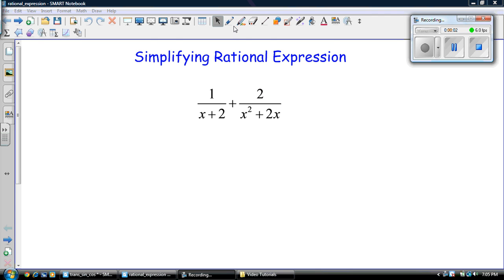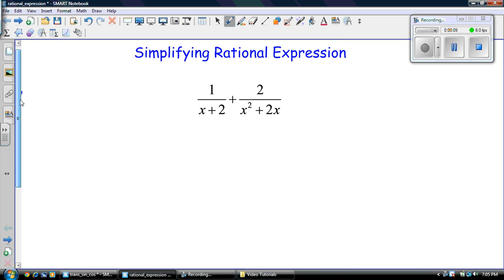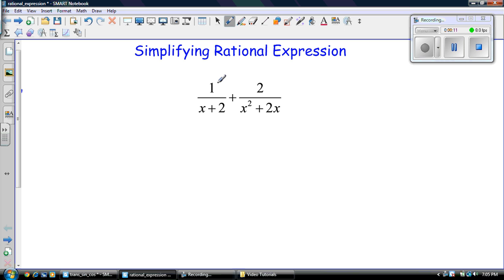Hey guys, Mr. B here again, and another topic that we discussed in Unit 4 was simplifying rational expressions. Here's an example that came from the Common Exam where we're adding rational expressions. One of the things we look for first with rational expressions is whether we can factor them.